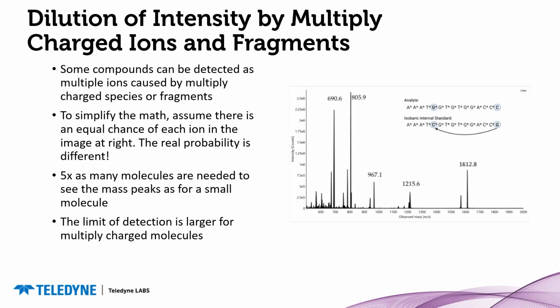Furthermore, the intensity of a large molecule gets diluted because of these multiply charged ions and also due to fragmentations. As we alluded to earlier, some compounds are detected as multiple ions, and to simplify the math, let's assume that there is an equal chance that each ion can occur in the image at right. So in this example, 5 times as many molecules are needed to see the mass spec as compared for a small molecule, where every molecule shows up as a single peak, and therefore the limit of detection is larger for multiply charged molecules.